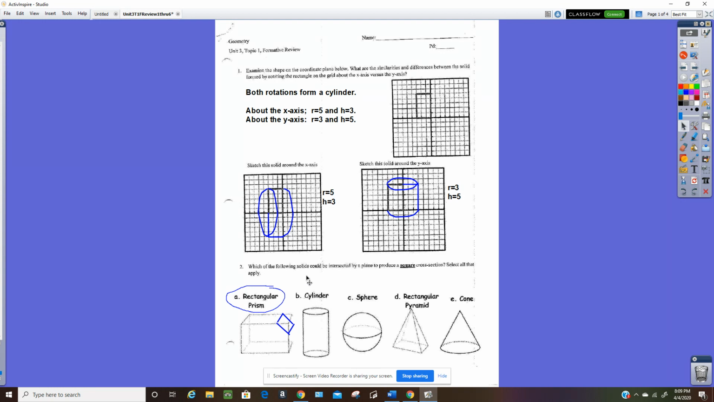Number 2 says, which of the following solids could be intersected by a plane to produce a square cross section? So here is a square cross section drawn with a rectangular prism. So that's the only one that would cause a square cross-sectional shape. If this was a square pyramid, this one also would cause, you could get a square cross section, but it's a rectangular prism.